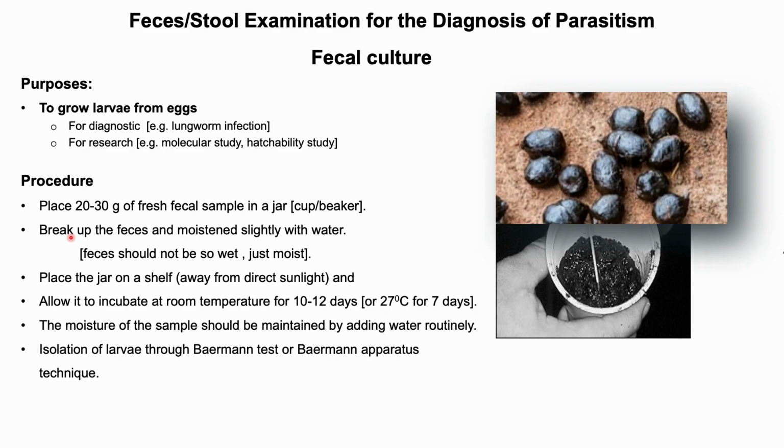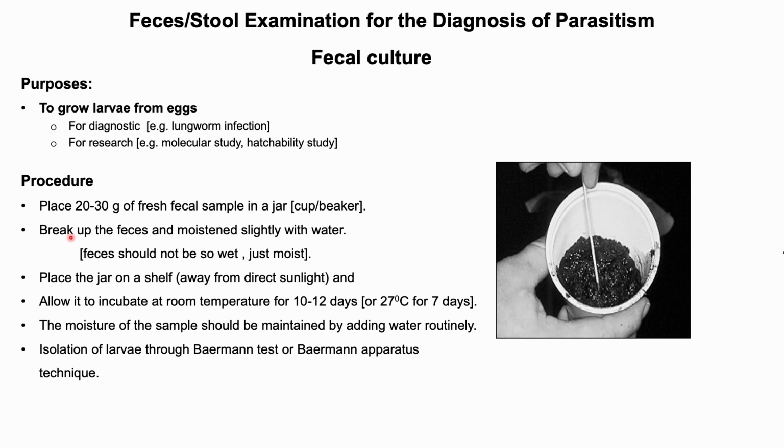It is also noted that sheep and goat feces can be cultured without breaking them up. Then, keep the jar on a shelf away from direct sunlight and allow it to incubate at room temperature for 10 to 12 days, or at 27 degrees centigrade for 7 days.